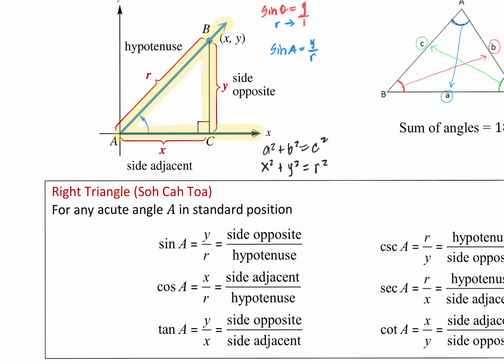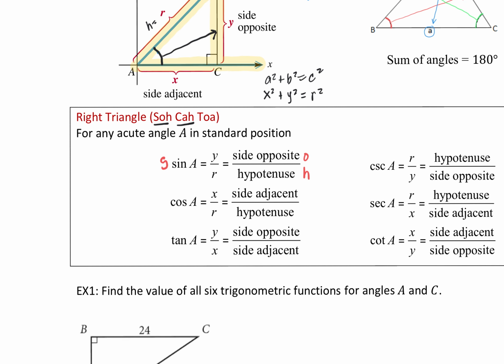Now when we talk about the sine of this angle A, sine is going to be the side opposite, which is that y value, over the hypotenuse, which is r. And that's where our SOH comes from. S for sine, O for opposite, H for hypotenuse. And then we look at CAH, that's cosine, adjacent, which is our x, over the hypotenuse, r. So cosine, adjacent, hypotenuse.